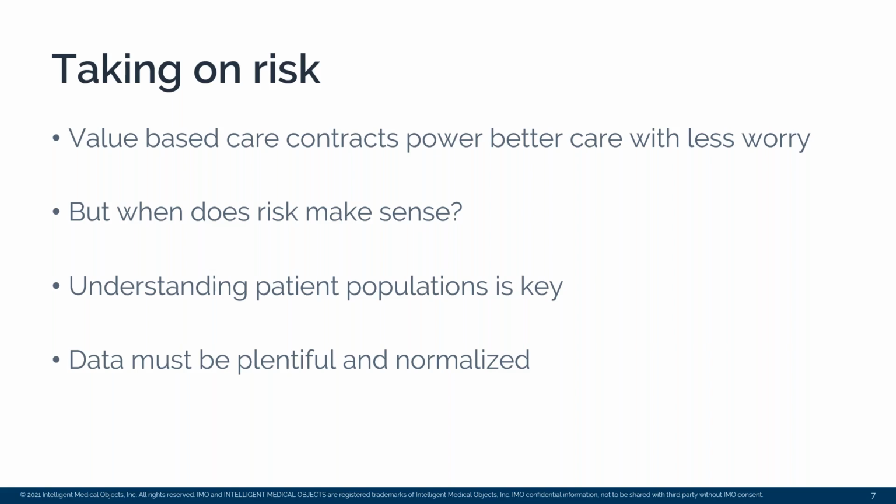But when does risk make sense? You can't know if you do not understand your patient populations. The first part of enabling risk-based models is obtaining as much patient data as possible to power the decisions. Data from previous encounters will help inform on what conditions they may have and what medications they may be on. But this data can be obtained from health information exchanges, directly from payers, from previous providers.